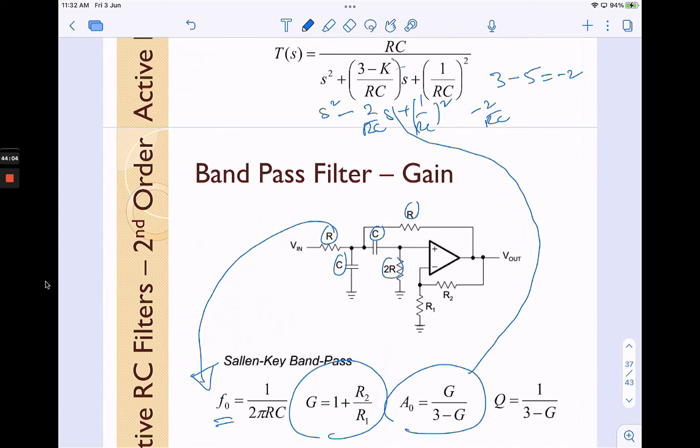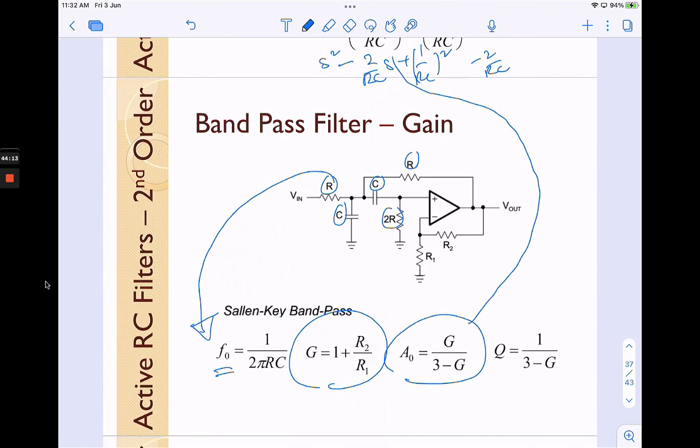Usually when we design a system using the Sallen-Key filter, regardless of high pass filter, low pass filter or band pass filter, we use a low value of Q, the quality factor. Meaning that there is not much peak on the response, something like this. So the peak value of this plot is not so high.